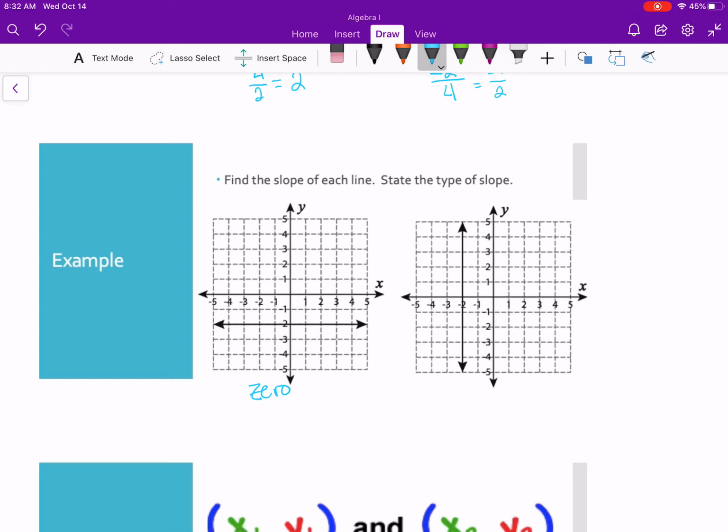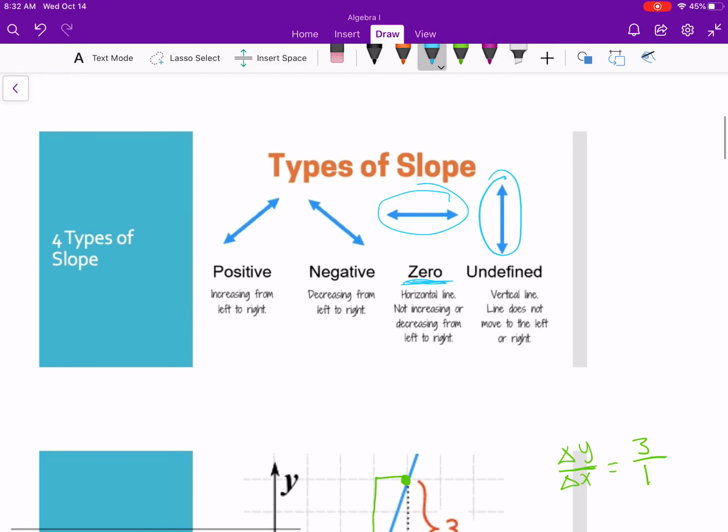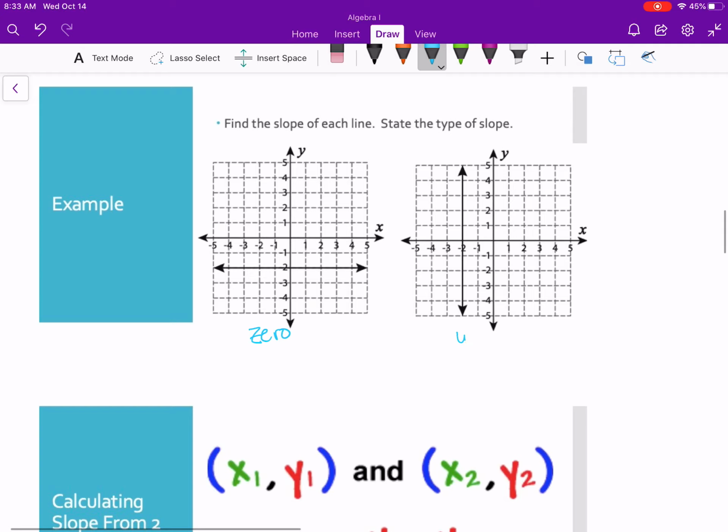This line goes completely straight up and down. So we will look back up here. I see a line straight up and down. So it's undefined. So our slope here is undefined.